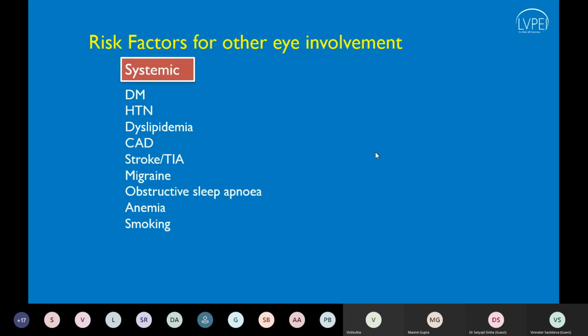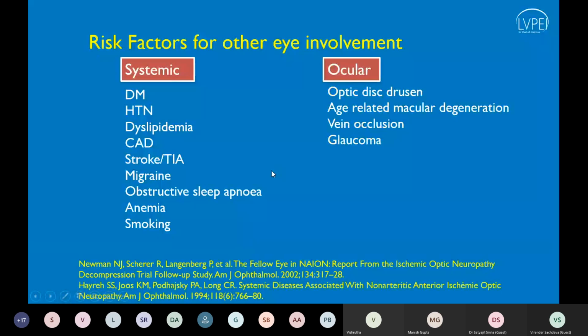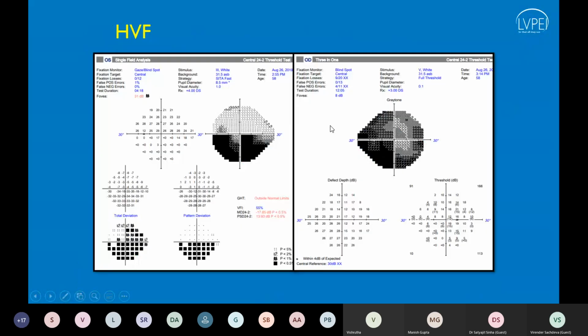Risk factors are the same for involvement in one eye and in the fellow eye. You look at the vasculopathic risk factors. Importantly, look for diabetes, dyslipidemia, hypertension, coronary artery disease, any history of obstructive sleep apnea. Look for anemia, which could also be causing a sluggish circulation. Look for the ocular risk factors such as optic disc lucens, glaucoma, and vein occlusions, which can precipitate the episodes of acute vision loss in these patients.